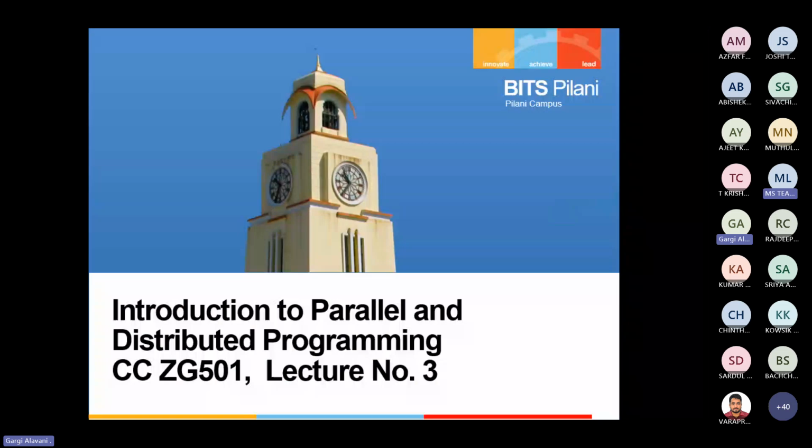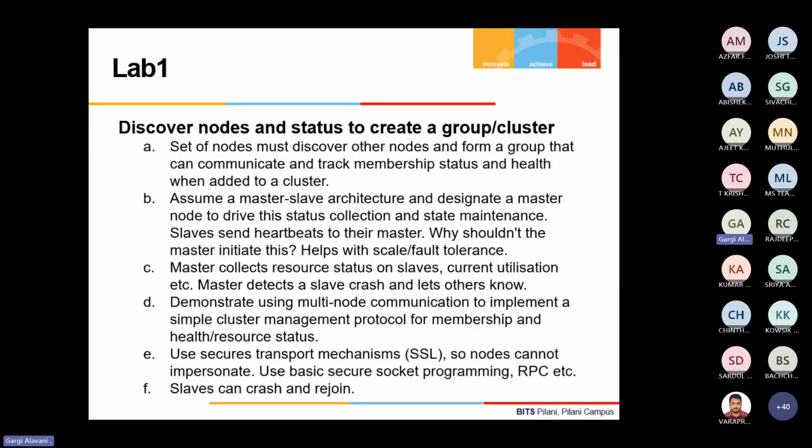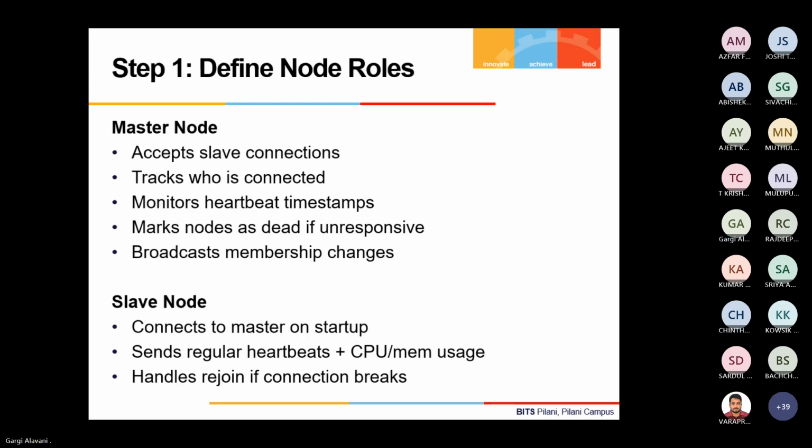Okay, so we were discussing lab one. In lab one, the concepts that we learned in the last class should be used so that you can do this lab using Python. Even if the online virtual lab is not available to you, you can do this on your machines, because you can create these nodes on the same processor using two different processes.